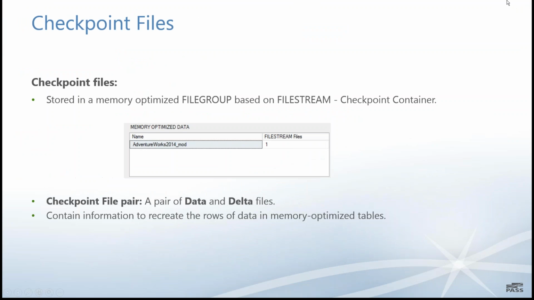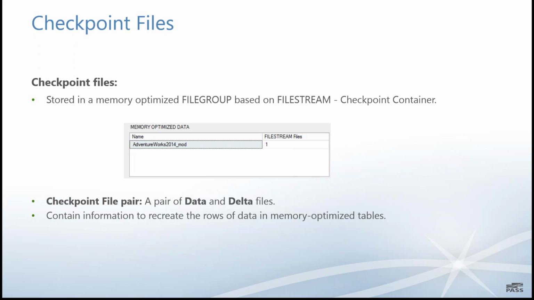Okay, so when you are using memory optimized tables, you need to create a file group, a special file group for memory optimized data. This file group is based on file stream and is basically a container of checkpoint files. Okay, checkpoint files are actually a pair of 2 files, a data and delta file, and those files are responsible for recreating the rows of durable tables in memory.